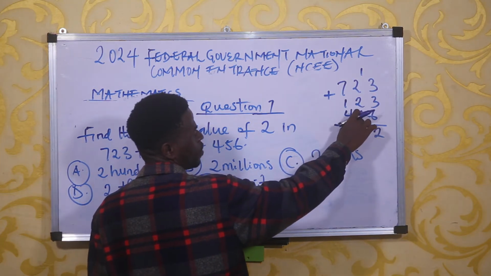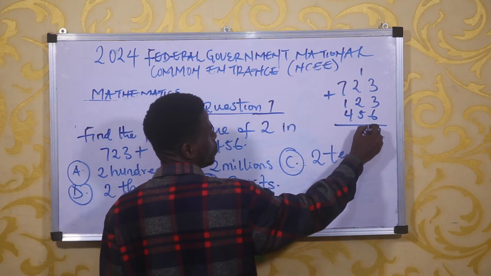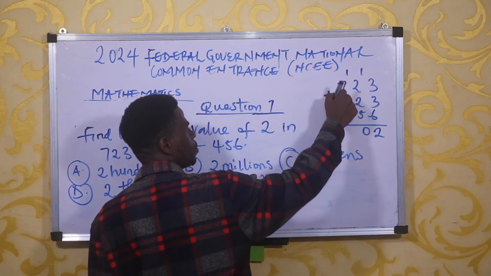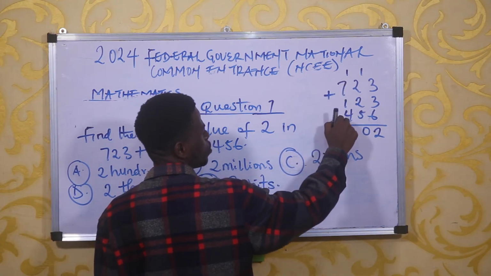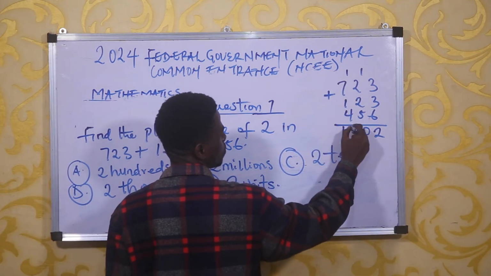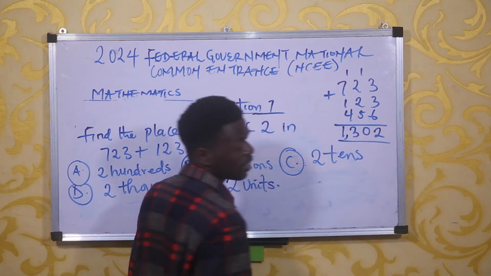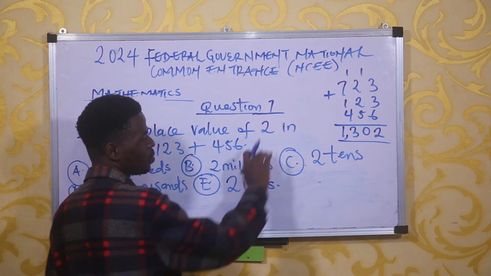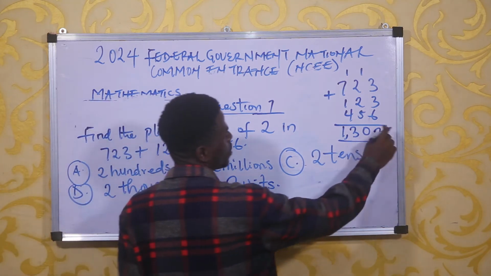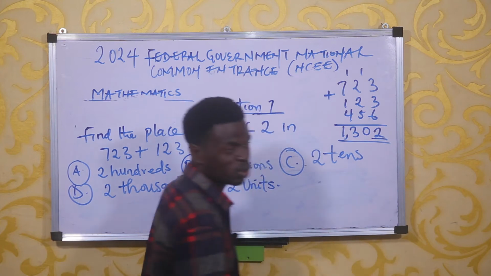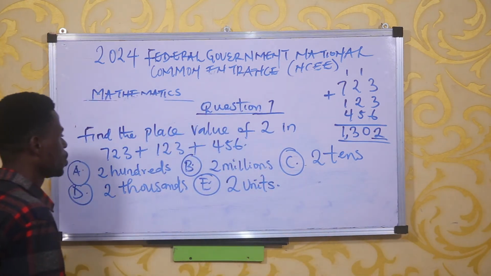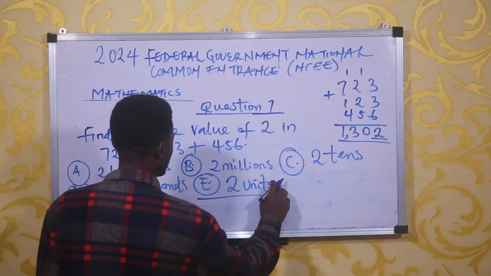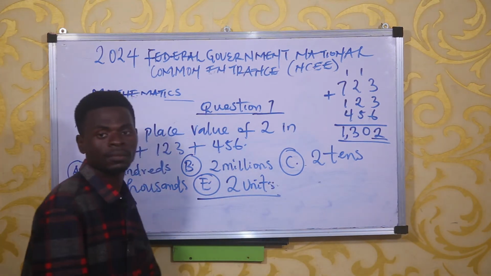Then 5 plus 5, plus this 5, is 10. You put your 0 and take 1 up. Then 1 plus 7 is 8, plus 1 is 9, then plus 4 is 13. So we have 1,302. We are looking for the place value of the last digit in the answer. The last digit is 2, which is unit. So our answer is option E, which is 2 units. Thank you very much.